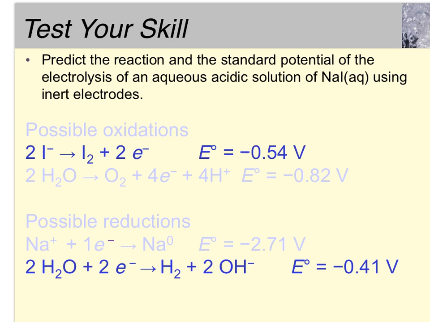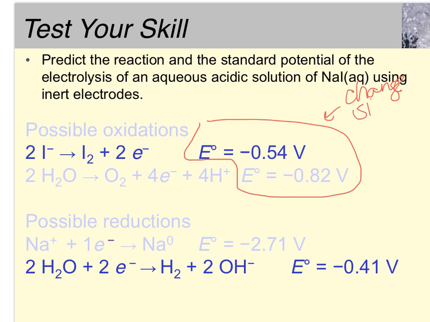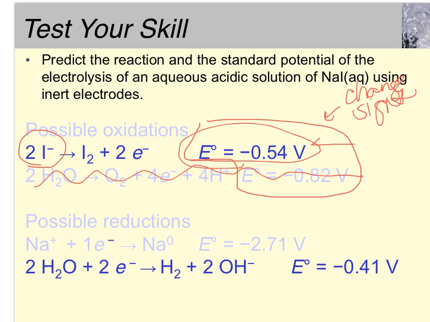Okay, hopefully you looked in a standard reduction table and wrote down the oxidation values. Now remember, if you're looking in a standard reduction table, you need to change the signs of the oxidation half reactions. Don't forget to do that. And so the iodide ion will undergo preferential oxidation because it requires less energy to do so. So it'll get preferentially oxidized over water.